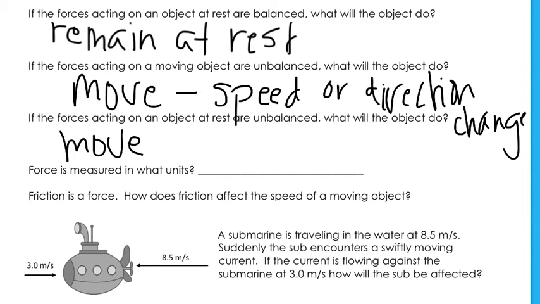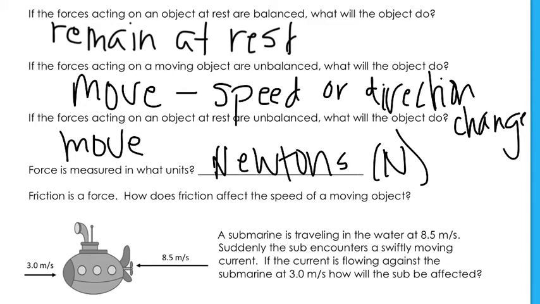Force is measured in what units? Newtons. You'll see a capital N. Friction is a force. How does friction affect the speed of a moving object? Friction is going to oppose motion. So friction is going to make the object slow down. It works in the opposite direction.